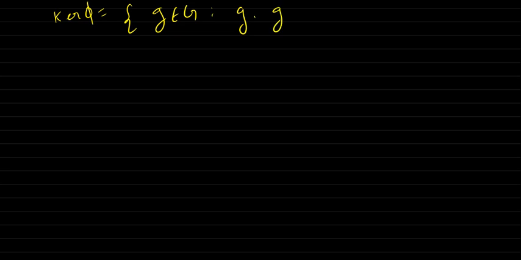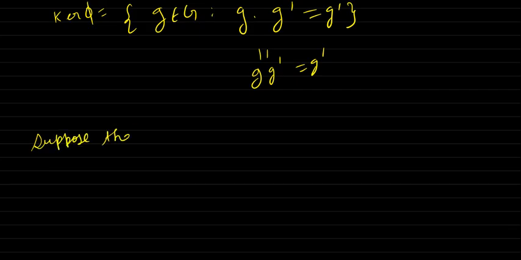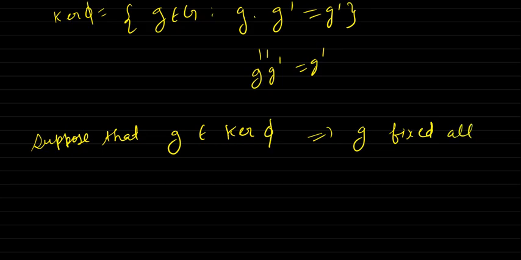How? We have to show that the kernel of phi is equal to those elements in G which fix all elements of G. But g dot g' is defined as just the usual product in the group. Now suppose that g belongs to the kernel of phi. Then what will this mean? Then this implies g fixes all elements of G.